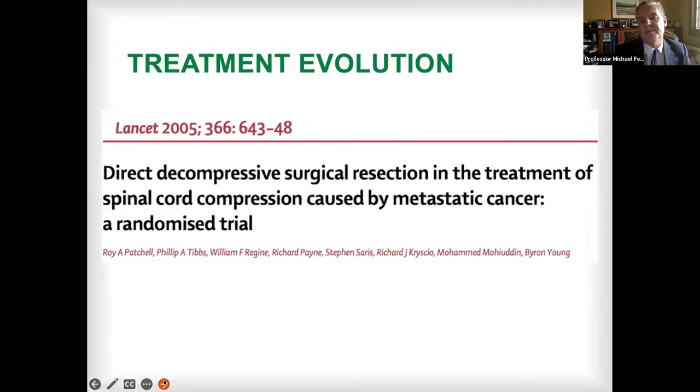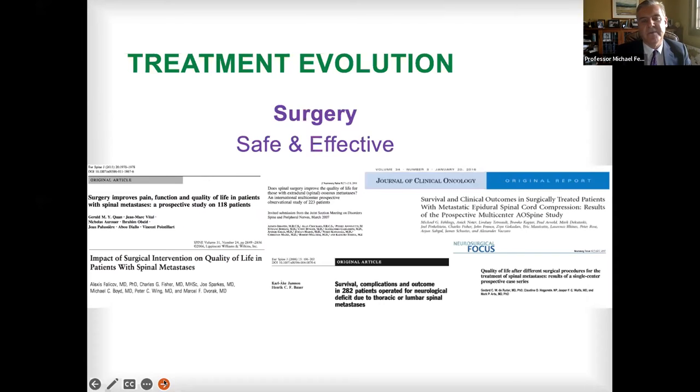Now, the management of metastatic spine cancer was dramatically shifted with the publication of this randomized trial 17 years ago now in The Lancet by Roy Patchell. And this trial showed that surgical resection as an adjuvant treatment for metastatic spine cancer dramatically improves the outcome. And this has really had a big impact on treatment, where surgery is a critical cornerstone in the management of these patients. And this has now been validated in several prospective studies, including our own multi-center publication in Journal of Clinical Oncology that I'll refer to.